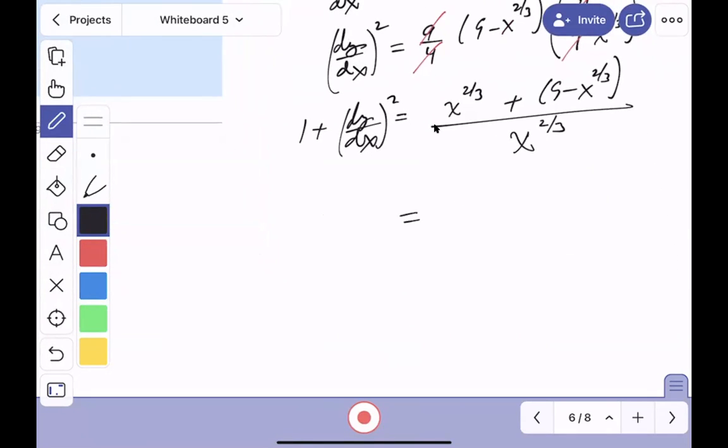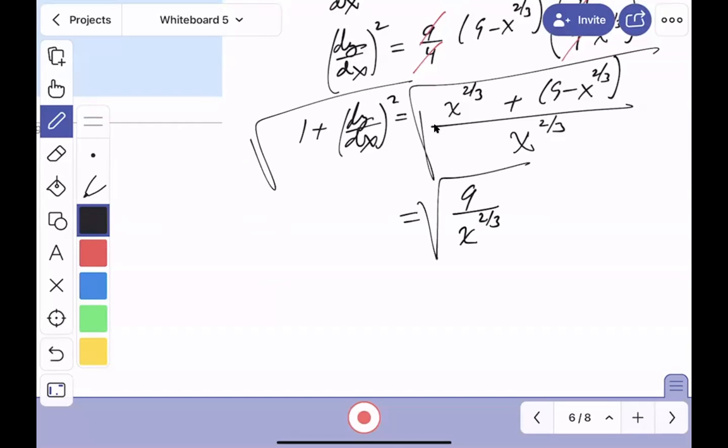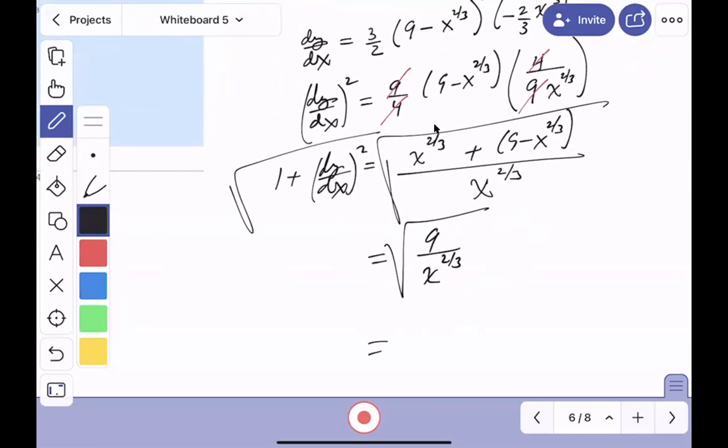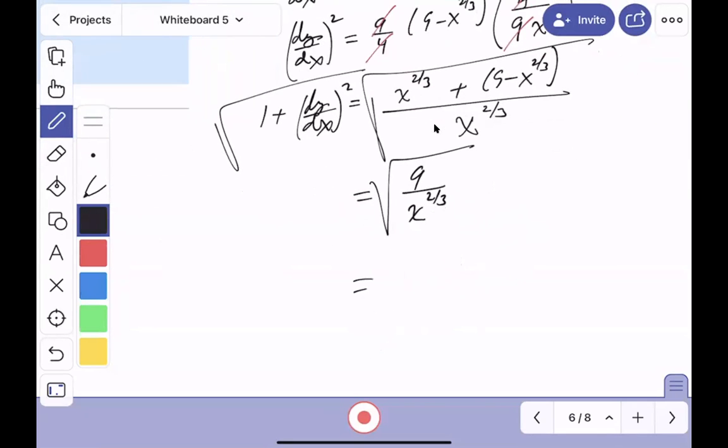Isn't that convenient? What do you get? 9 over x to the 2/3. What am I going to do with that? Take the square root of it. Again, I really should concentrate on the interval it's given me, 8 to 27. Everything's fine in that interval. So what do you get over there? The square root of 9 is 3, and the square root of x to the 2/3 is x to the 1/3.